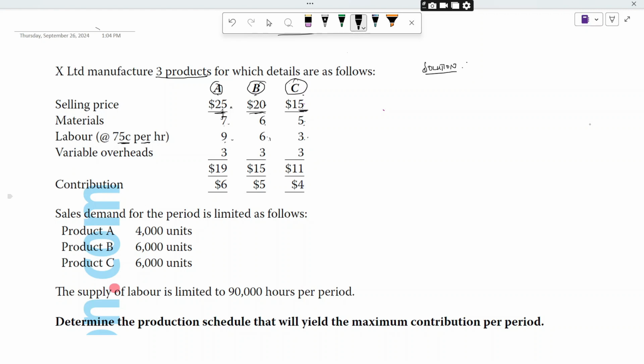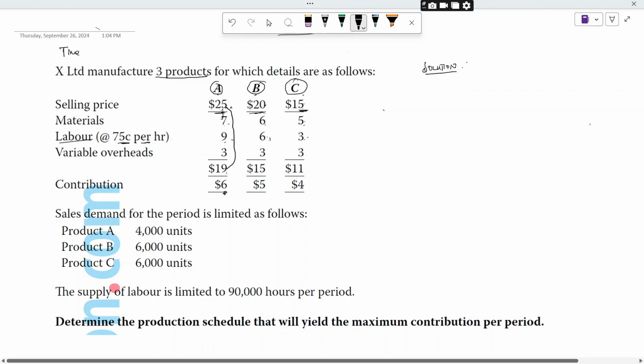Now, when you subtract 19 from 25, you then get your contribution. Okay. Now, let's look at something. When you look at the labor costs, you realize that in brackets, they say 75 cents per hour. So this tells us that employees who work on these three products are paid on a time rate.